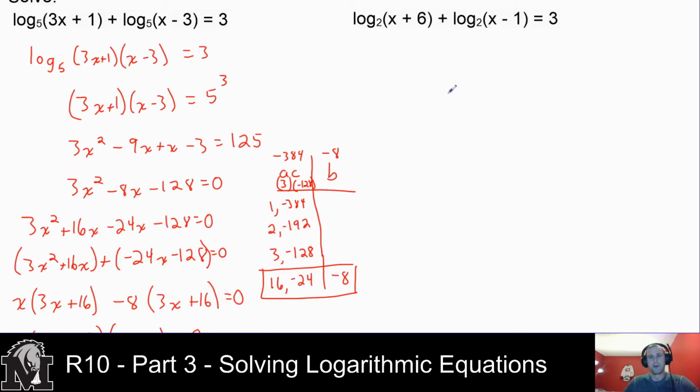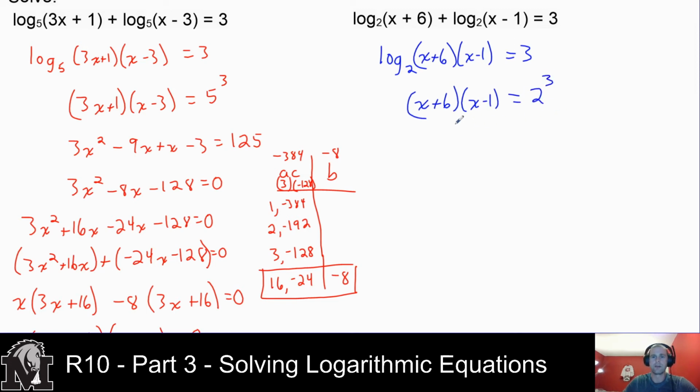Example number 2, we're going to follow the same procedure. Step number 1, we want to combine any logarithms that we can. So these two logarithms are separated with addition, which means we can multiply their arguments. So log base 2 of x plus 6 multiplies x minus 1, and that equals 3. Again, second step is the same, move the base to the other side, so x plus 6 times x minus 1 stays where it is, and then we get 2 to the power 3 over here on the right.